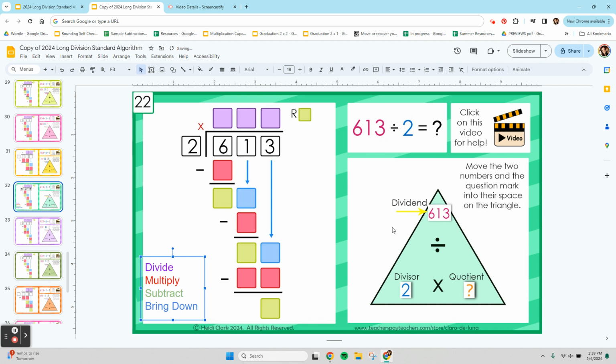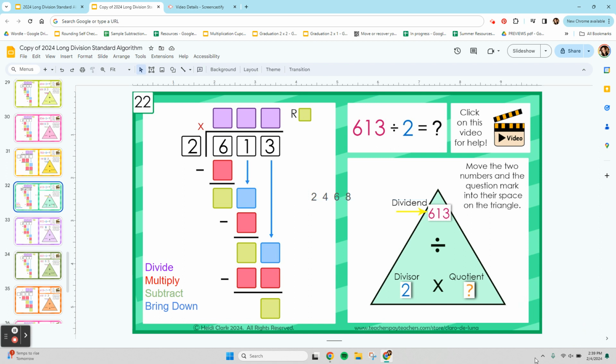I'm going to use the standard algorithm: divide, purple, multiply, red, subtract, green, bring down, blue, and then don't forget to go back up to purple and do it again. It can be helpful to write out your multiples of 2. Of course, the more you practice, if you just know them naturally, that makes this so much faster, but there's nothing wrong with wanting to write this out ahead of time just to have it there. It'll really help speed things up and help you feel confident as you practice.